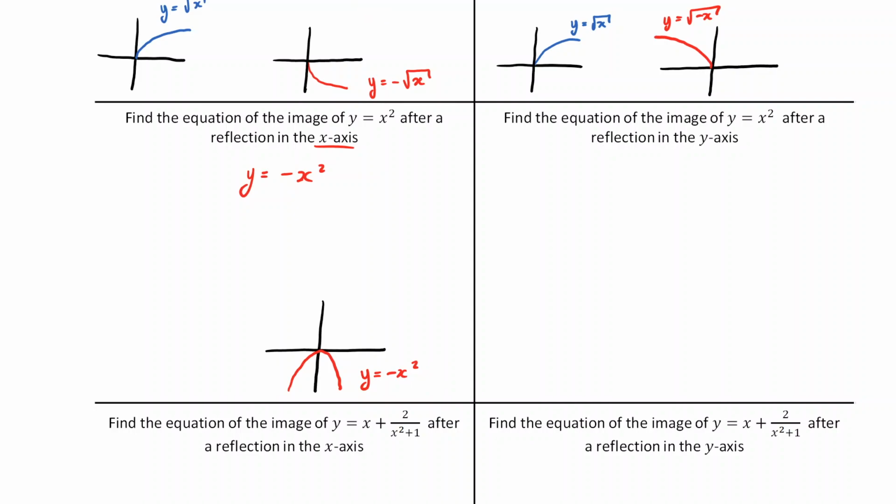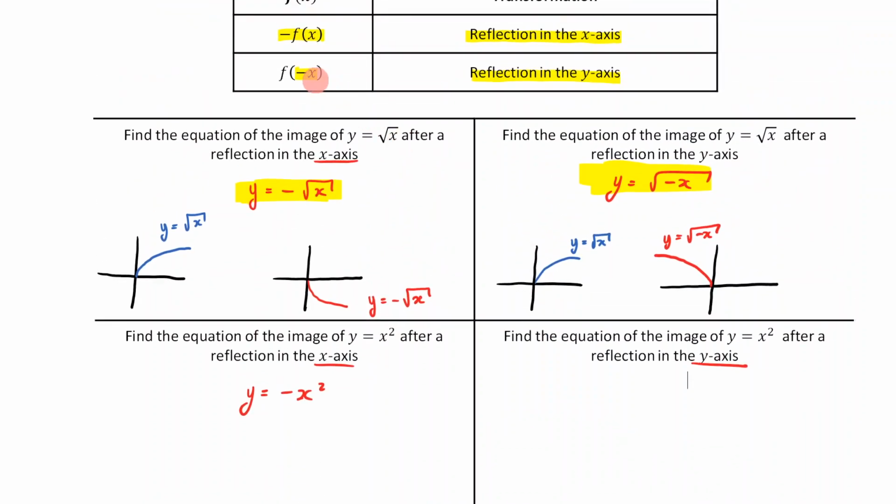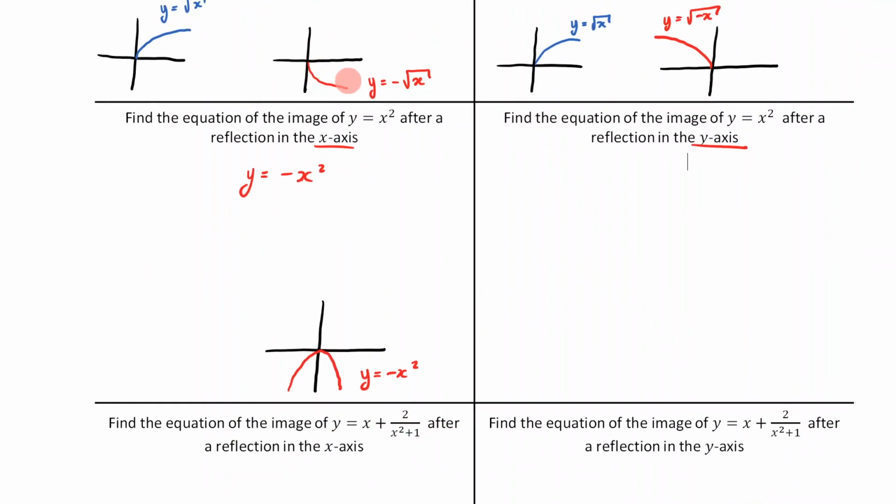It's also important that we can now reflect in the y-axis. So let's read this one. Find the equation of the image y equals x squared after a reflection in the y-axis. Remember, when there's a reflection in the y-axis, as we're told up here, you replace the x with negative x. So that means into my x spot here, I'm replacing it with negative x. Now, what is negative x squared? It's just x squared. Now, you might be thinking to yourself, well, isn't that what I began with? How does that make any sense?